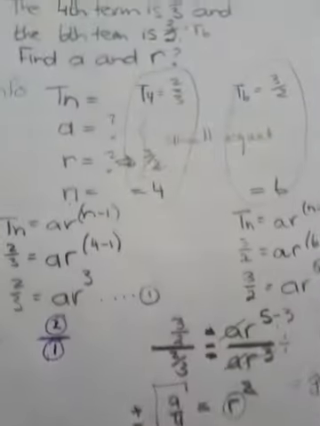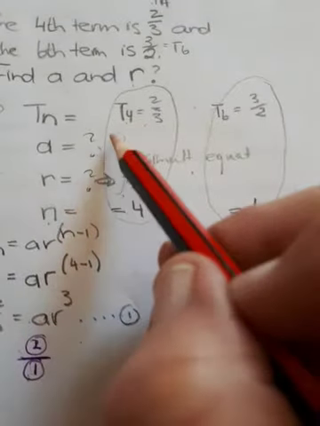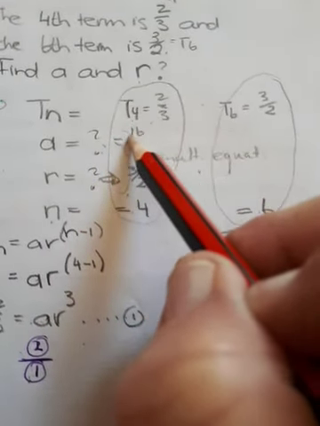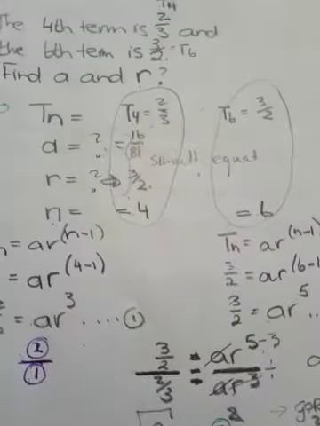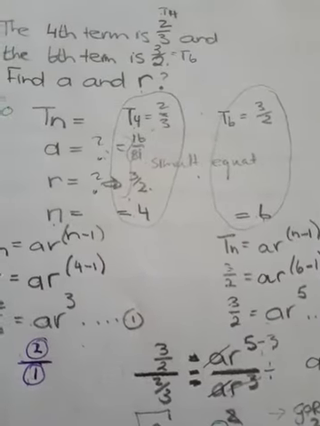So let's go up here again. A was a question mark. This is 16/81. So we have solved the equation.